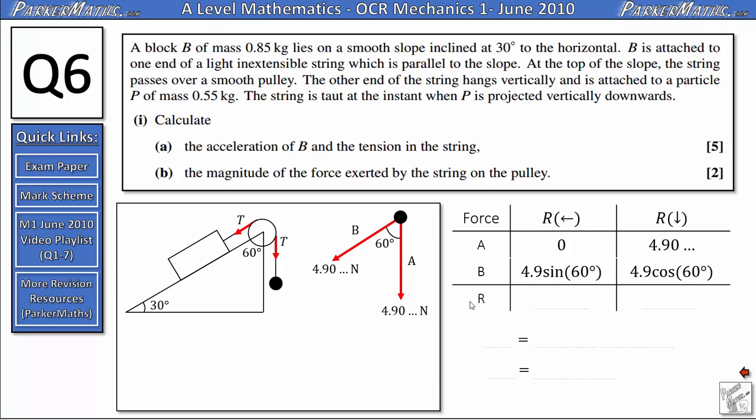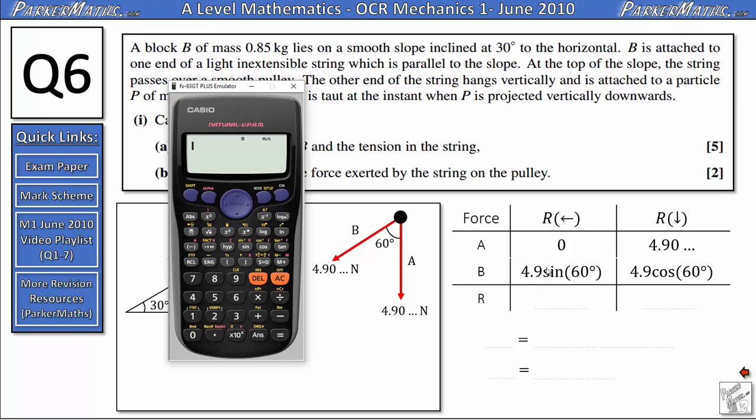Now I can find the components of the resultant force from A and B by adding the components of these forces in each direction. So to the left I've got 4.9 sine 60. But remember, this isn't exactly 4.9. I've got the value stored in my calculator, so I'm going to use that to be more accurate. So I've got A sine 60. That gives me 4.25 and so on. Because I'm going to use this value later, I need to store this as well. So I'm going to store this as B.